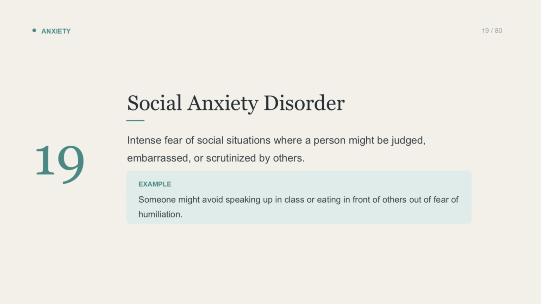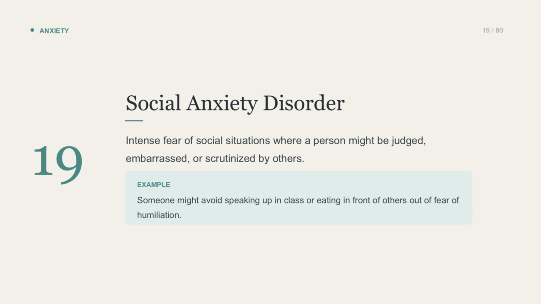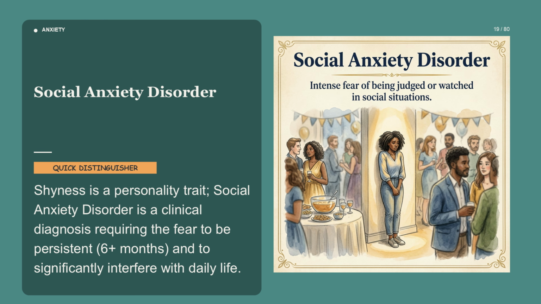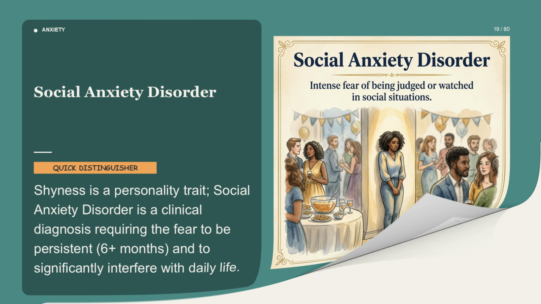19. Social anxiety disorder. Social anxiety disorder involves intense fear of social situations where a person might be judged, embarrassed, or scrutinized by others. For example, someone with social anxiety disorder might avoid speaking up in class or eating in front of others out of fear of humiliation.